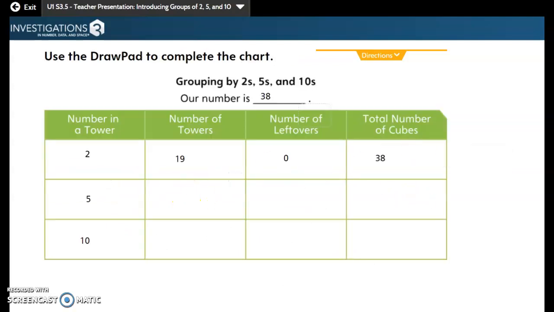Let's go back to our chart. We're going to fill in that when we have 5 cubes, we have 7 towers. The number of cubes left over is 3. And we know that our total number of cubes was 38 because we have checked and double checked.